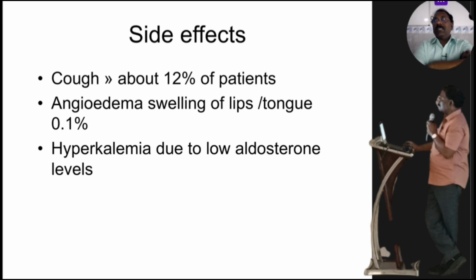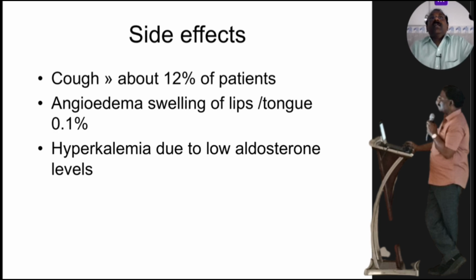Cough is very common with ACE inhibitors. If the person develops cough with ACE inhibitors, what do you do? Stop giving the ACE inhibitor and start giving ARBs, because you have to protect the kidney, the heart, and the vessels. That is of paramount importance in treating hypertension or hypertension plus diabetes. So for those people who develop cough with ACE inhibitors, our answer is to switch over to ARBs.